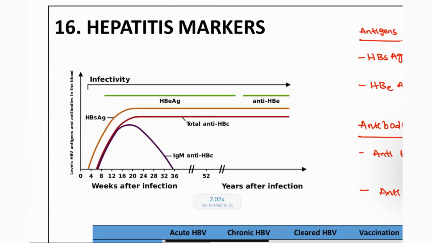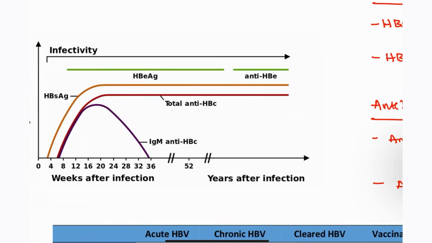In the entire course of the years of infection, the only antigen that is going to be active throughout is HBsAg. Regardless of the window period, acute infection or chronic, HBsAg is going to be positive lifelong in the patient. That is the first thing.